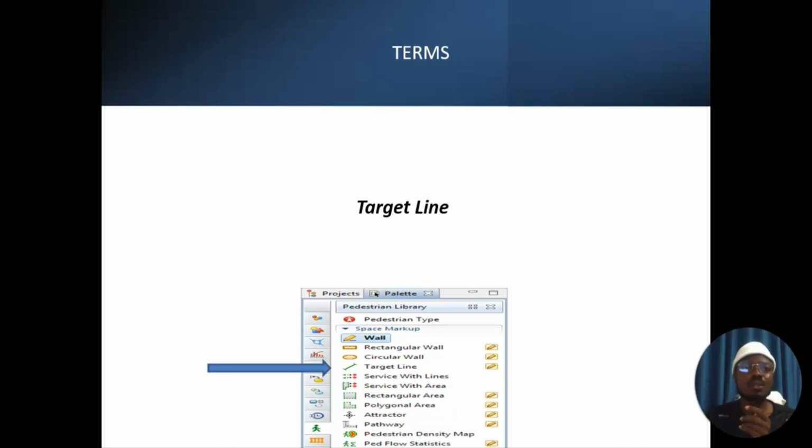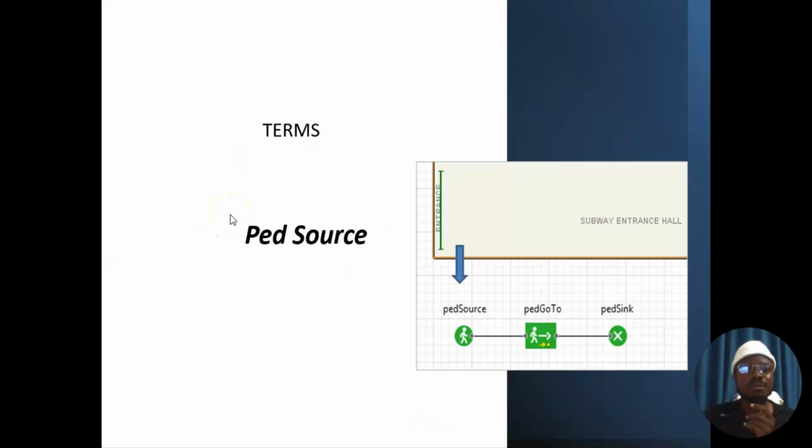And if we also want to create an exit point at any point within the framework or within the building or within the facility, the target line is also used in doing that. I think we'll be able to look more into this when we start the simulation itself. But this is just to have first-hand information about what a target line is all about.